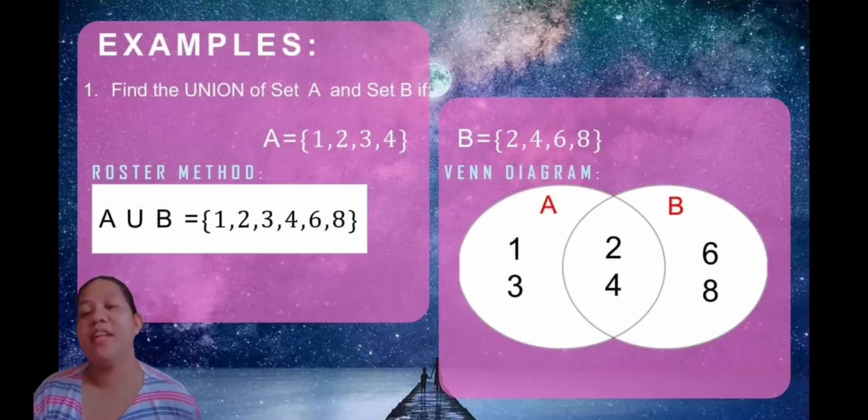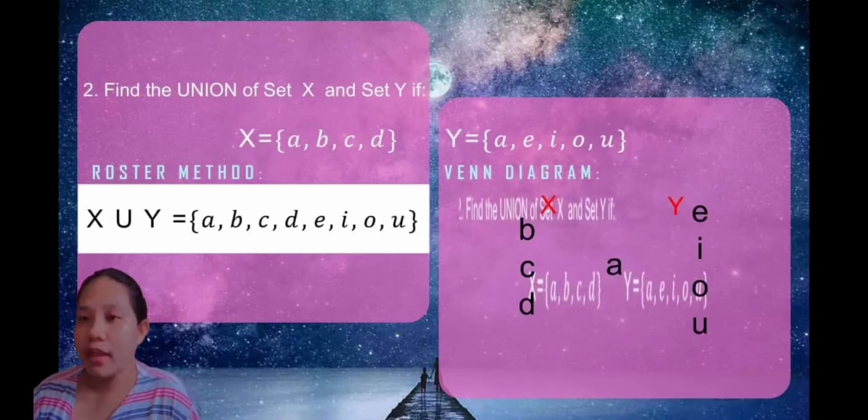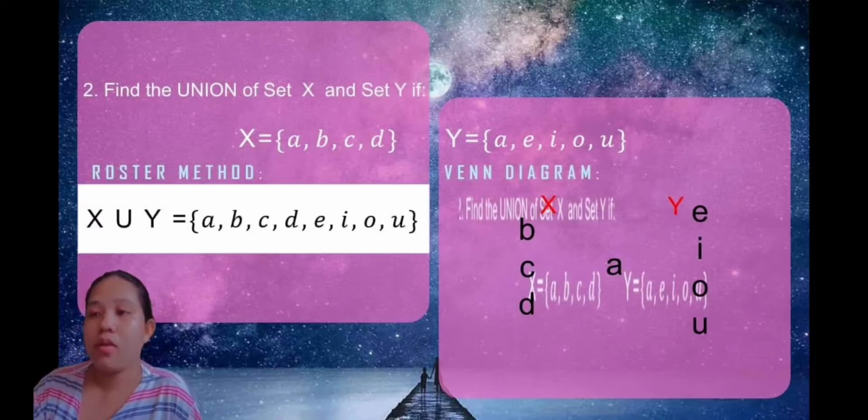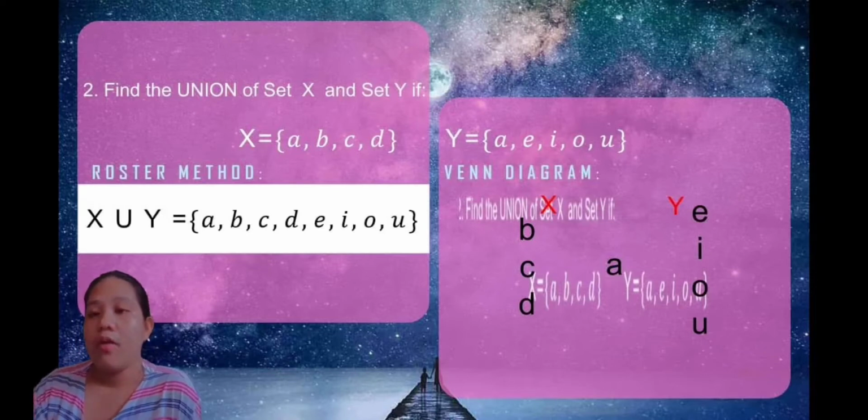So, we have another example. So, number 2. Find the union of set X and set Y if set X is equals to A, B, C, D, and set Y is equals to A, E, I, O, U. So, ang unang gagawin natin is the roster method. So, the union of set X and Y is equals to A, B, C, D, E, I, O, U.